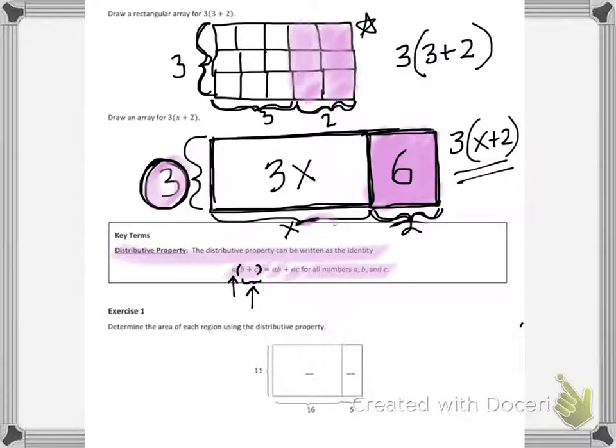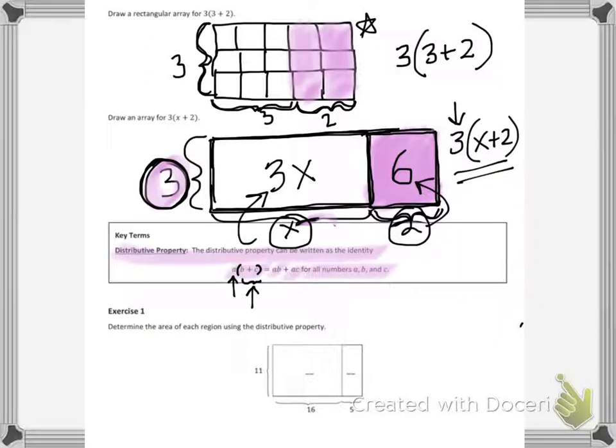There is our expression, and from our expression we took that 3 and multiplied it by x, and we got 3x. We multiplied it by 2 and we got 6. The distributive property is very, very important, and becomes very, very critical in the study of algebra.